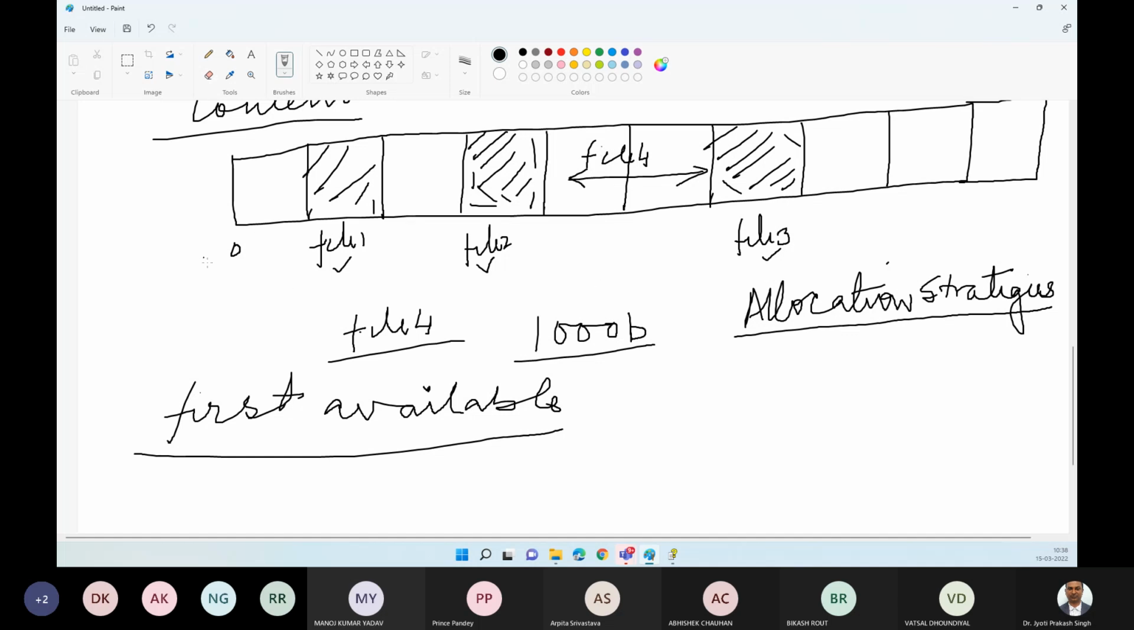We'll start from the start. So first available means I will start from the start. So that's what first available says. Good.